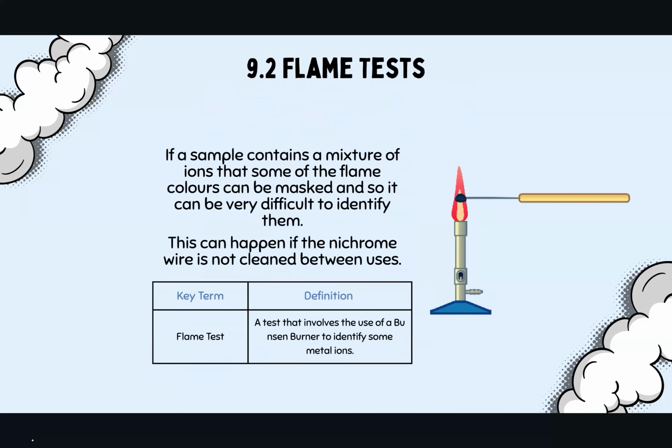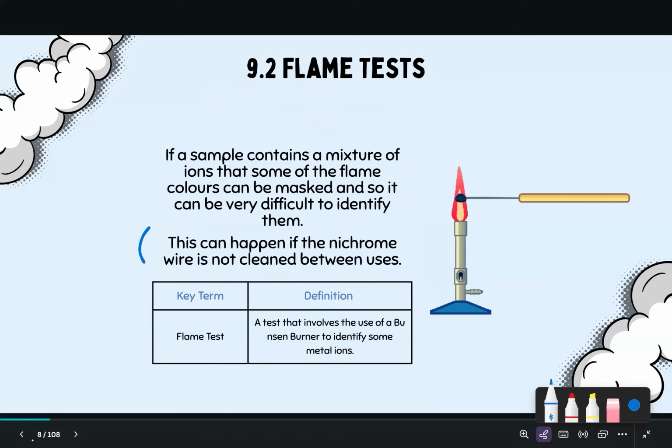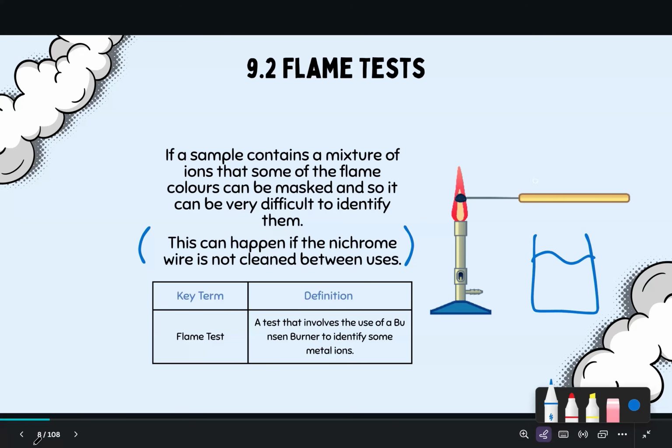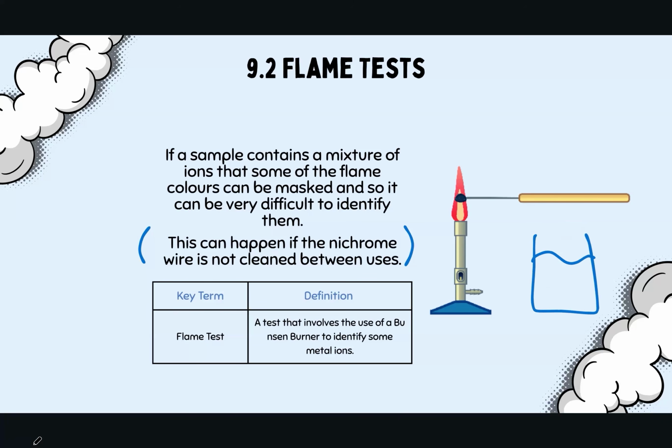The other issue that can happen is sometimes the nichrome wire is not cleaned between use. Now the best way to clean it is by putting it into acid. Dip it into hydrochloric acid, then all the excess metal ions react with the acid. Because what does the metal and acid give us?